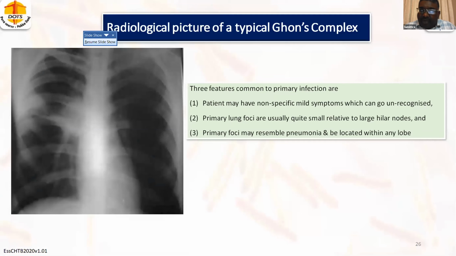Now, this is an important slide because it shows 3 features common to primary infection. The patient may have non-specific mild symptoms which can go unrecognized, and the primary lung foci are usually quite small compared to large hilar nodes. This is important because if you see that X-ray, you can find that the hilar adenopathy is larger than the parenchymal involvement. That is very typical of a primary complex. Then primary foci may resemble pneumonia and may be located within any lobe.